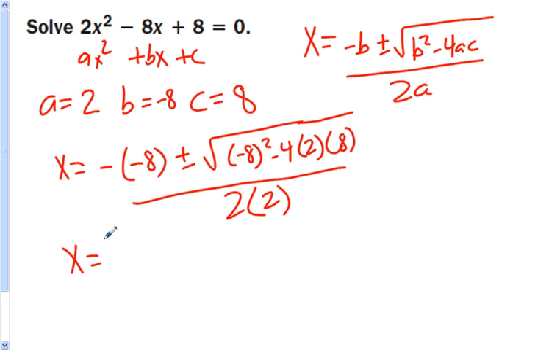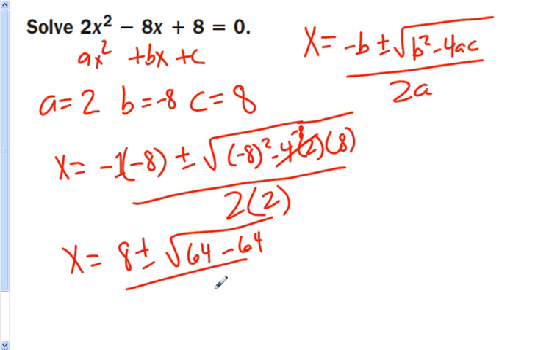So x is equal to a negative 1 times a negative 8 is a positive 8, plus or minus the square root. I have a negative 8 squared, which would give me 64. Then I have a negative 4 times a 2 is negative 8. That would be this part. And negative 8 times 8 is negative 64. Divided by 2 times 2, which is 4. Then I want to simplify what's underneath the radical.